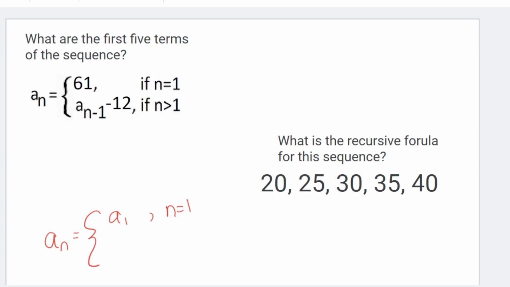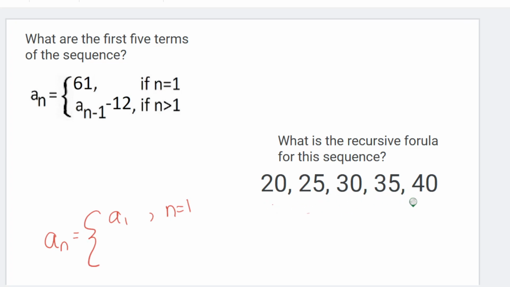So like looking at this sequence here, think of these numbers as standing in line. The first position is 20, so a1 is 20. The 1 is n, okay? So n is the position it's standing in line.